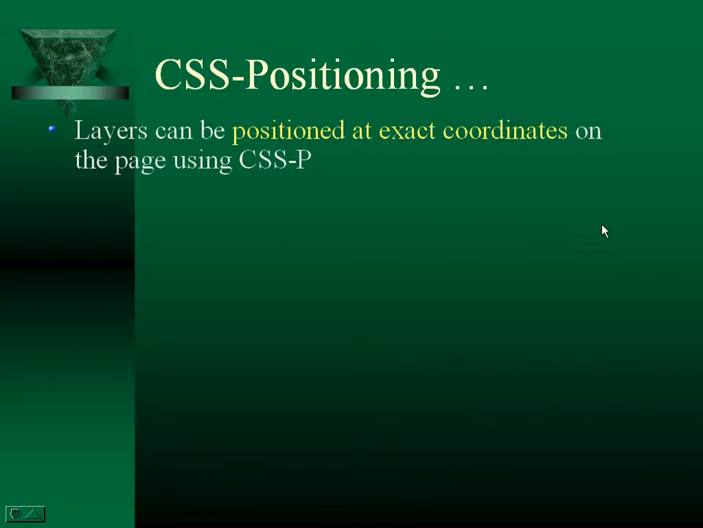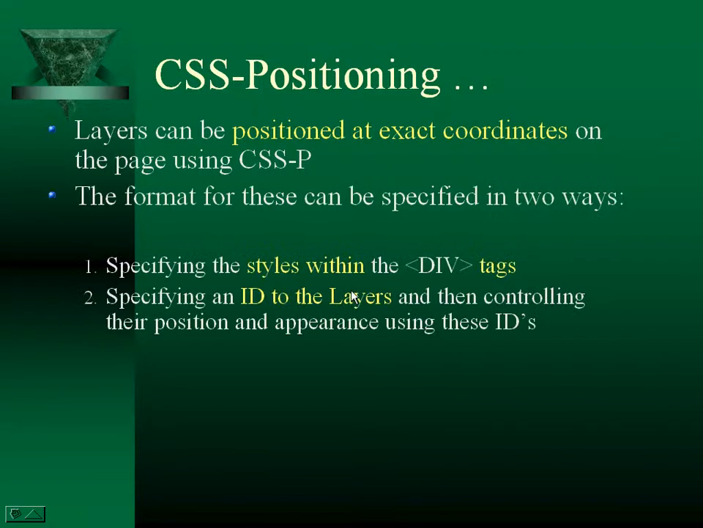Using CSSP, we can position layers at some XY coordinate position. This positioning of the layers is done in two ways. The first one is specifying the styles within the div tags. The second method is specifying an ID to the layers and then controlling their position and appearance using these IDs.